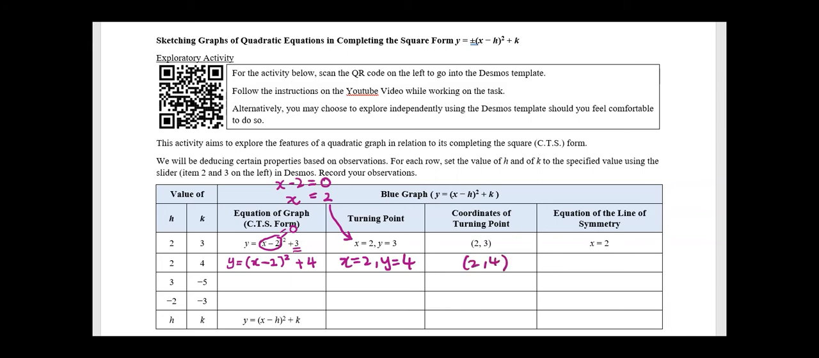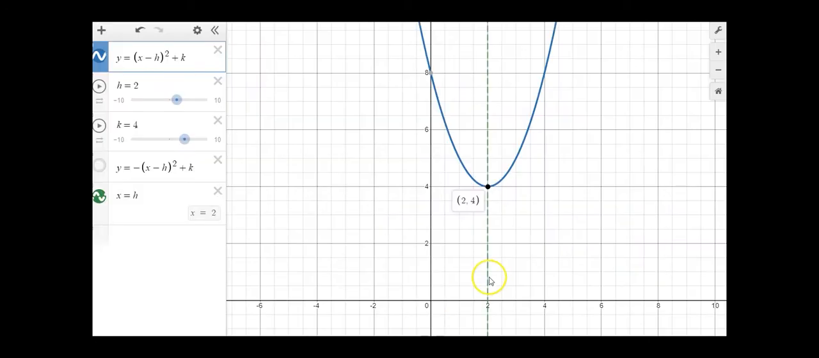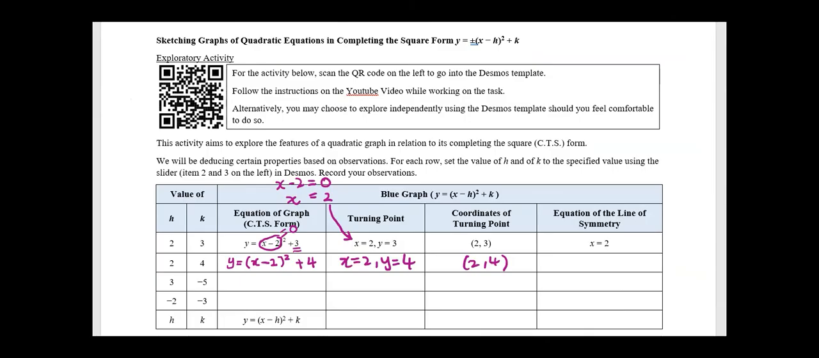Right, the next thing we want to be observing is whether the line of symmetry still remains to be x equals 2, which is the same as the x-coordinate of the turning point. So let's go back to Desmos once again, and this dotted line still runs through x equals 2. So it is still consistent that the equation of the line of symmetry follows the x-coordinate of the turning point.